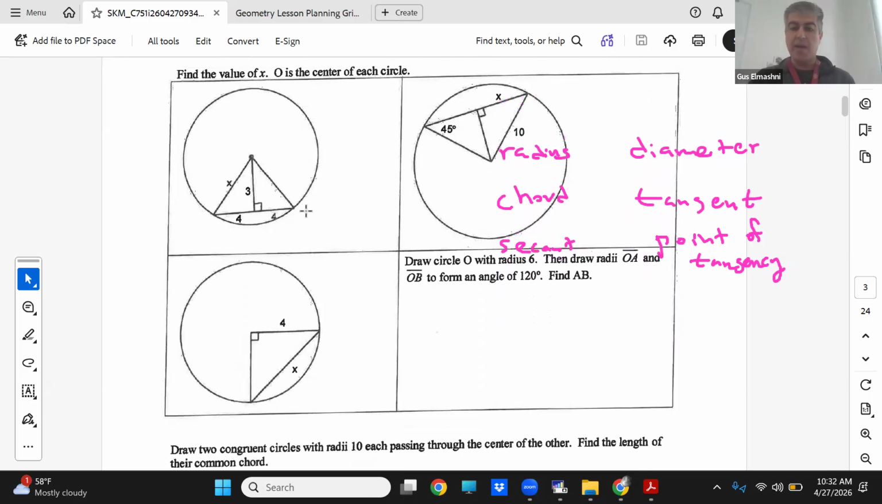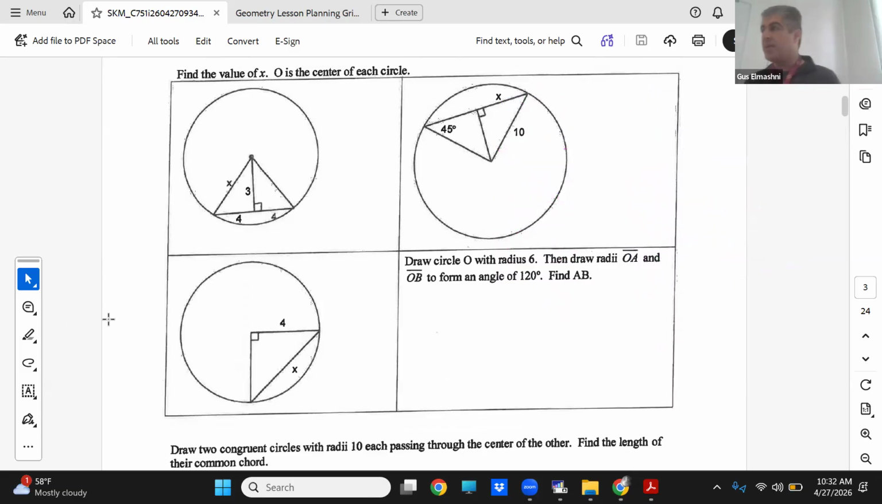Okay, now we're gonna do some math. I'm gonna have you guys work it out. Given what you see, tell me what you get. Also for the one in the lower right corner, draw a circle O with radius 6. Then draw radii OA and OB to form a 120 degree angle. Find the length of AB. So you can see this is very computation heavy again. I'll do this on my own and we'll check in about a couple minutes.